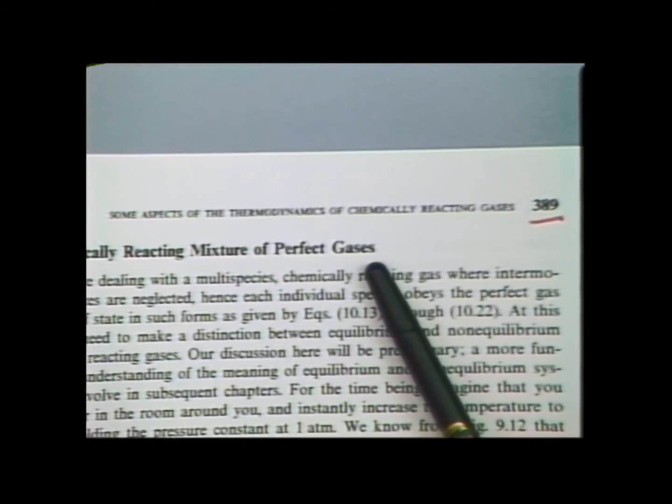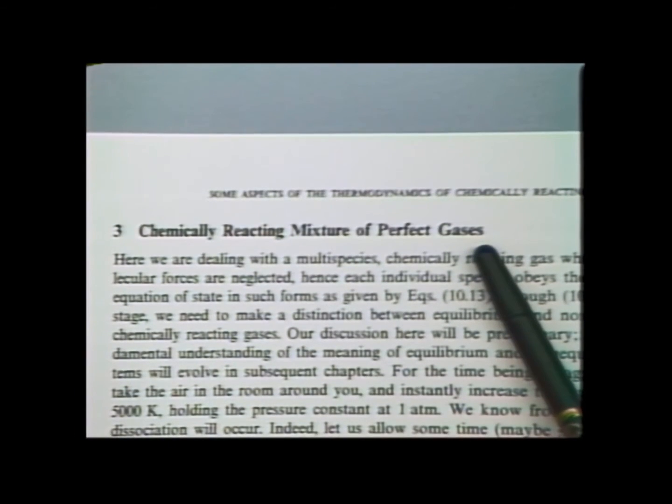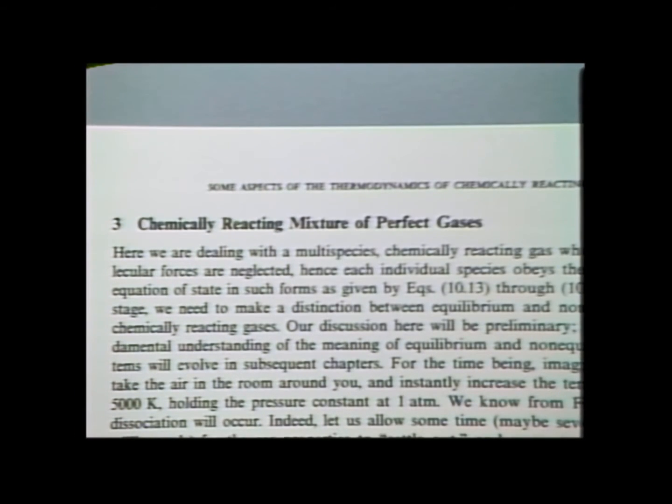A chemically reacting mixture of perfect gases. What this is: we have our gas, maybe it's a gas mixture, at a high enough temperature that chemical reactions are taking place. But it can still be a perfect gas because these particles can still be separated far enough away that the intermolecular forces are not exerting any influence. So what do we have? A chemically reacting mixture of perfect gases.